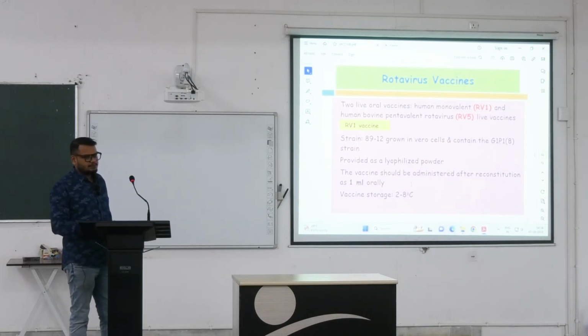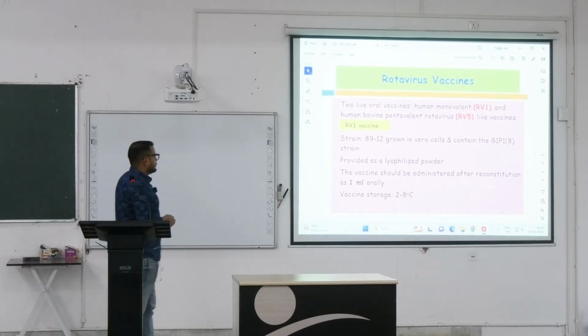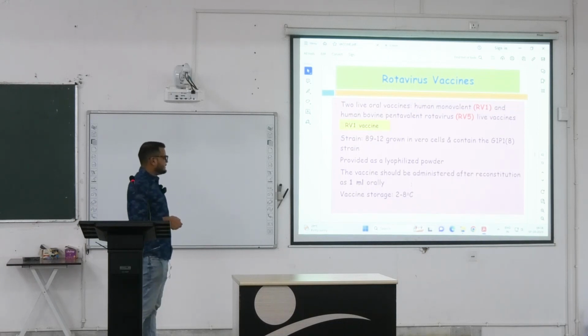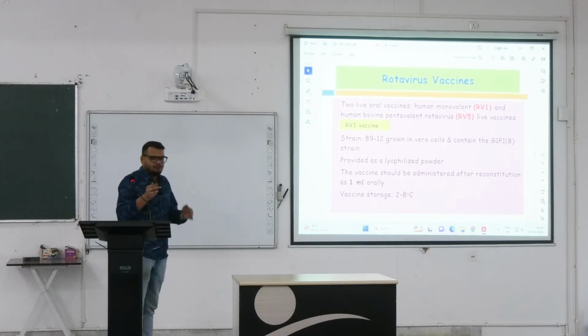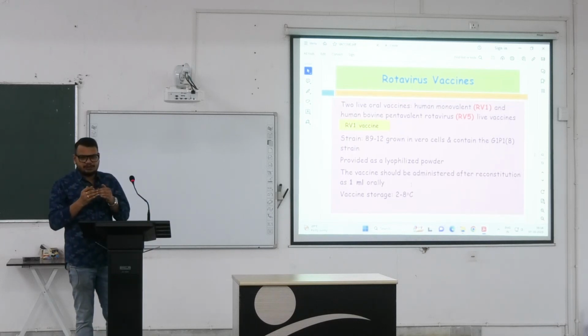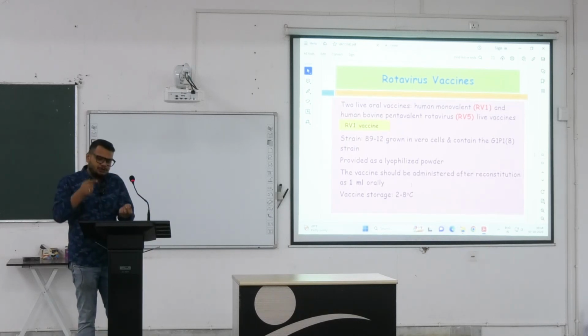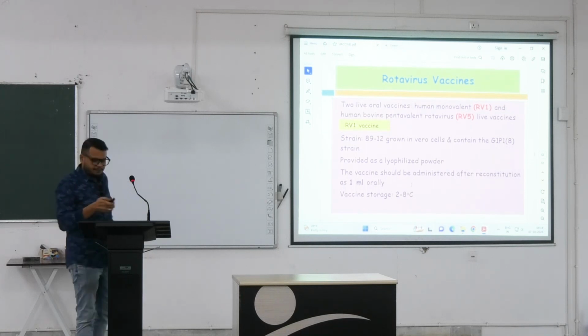Live organism? Yes, right. So again 2 to 8 degrees centigrade and you have to give 1 ml. It is provided as a lyophilized powder. You have to give it within 60 minutes of reconstitution. It comes in powder form, you have to reconstitute it, and use within 1 hour.